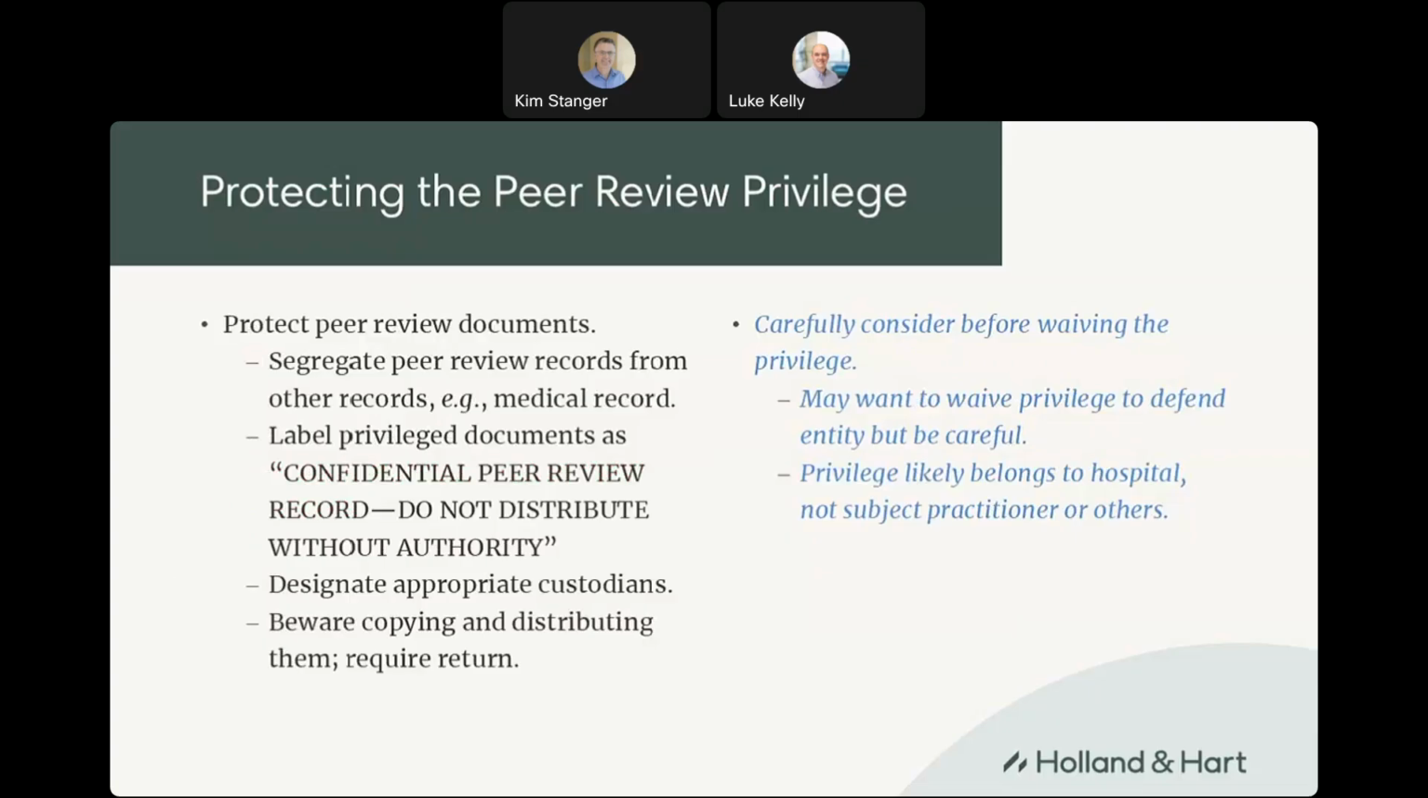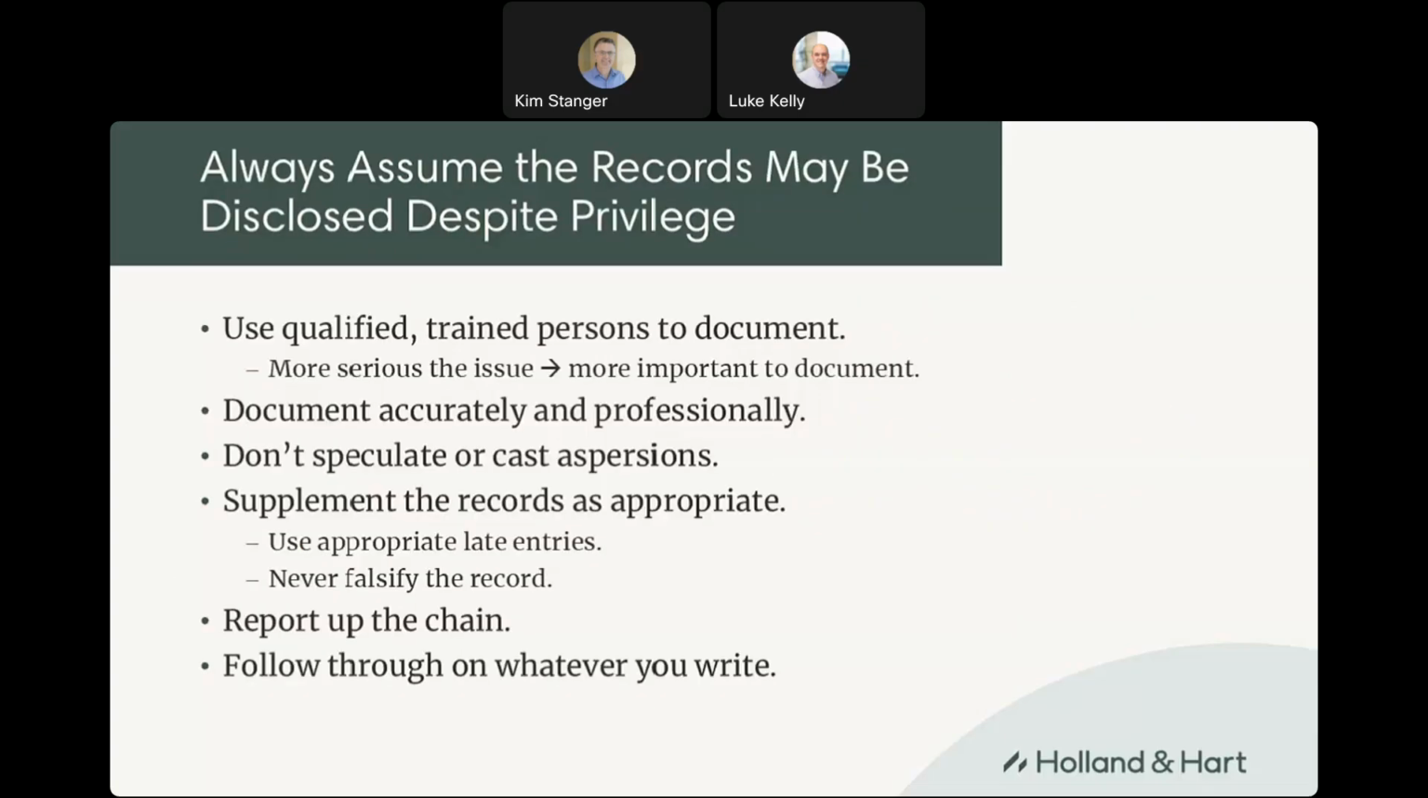Make sure that you maintain the peer review privilege as to applicable documents. It's helpful if you stamp them, protected by peer review. You don't leave them out there floating around. You collect those and make sure that those are secured.